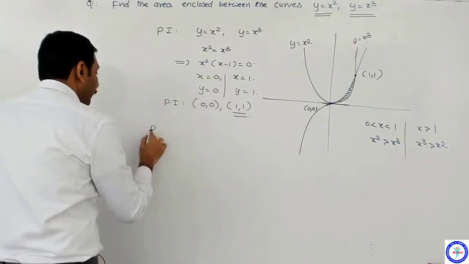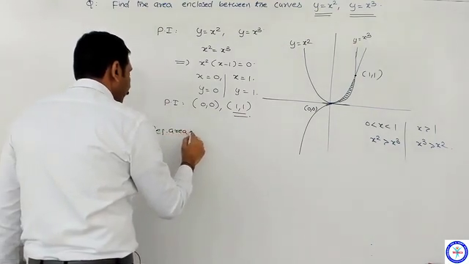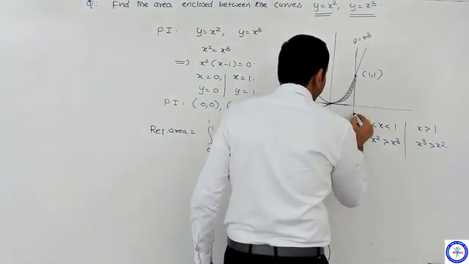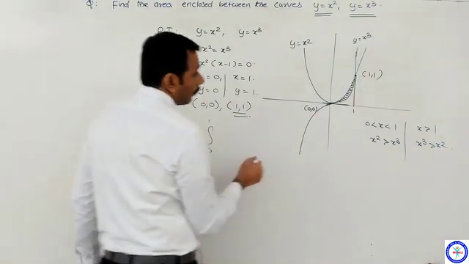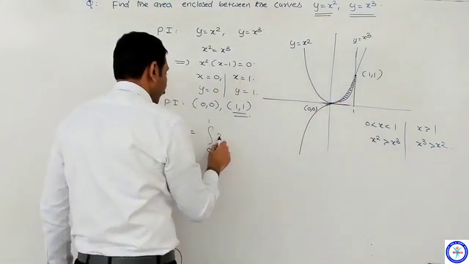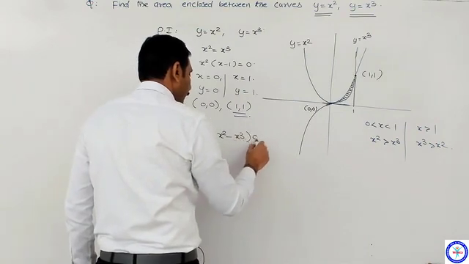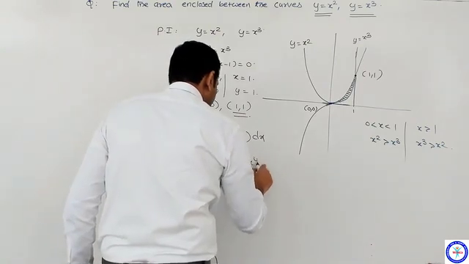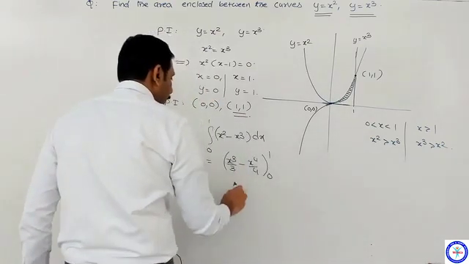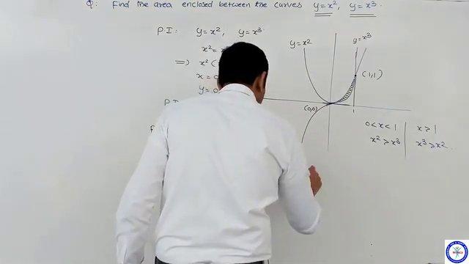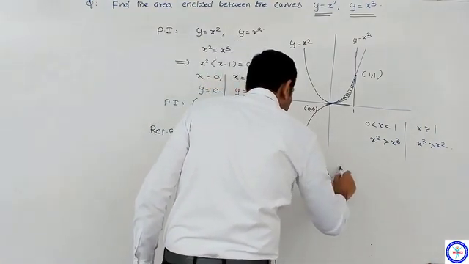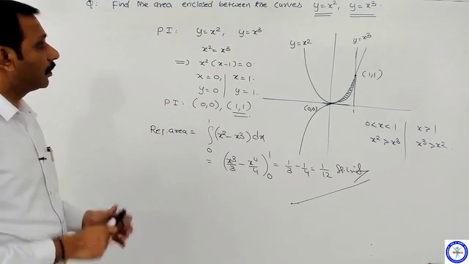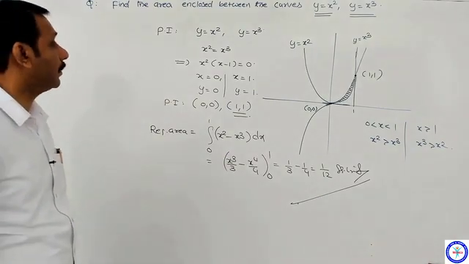Now, the required area is the integral from 0 to 1. Therefore, I will take a perpendicular from here, 0 to 1. Upper curve: what is the upper curve here? It is x square, minus the lower curve x cube, into dx. It is equal to x cube by 3 minus x power 4 by 4, limits 0 to 1. It is equal to 1 by 3 minus 1 by 4, equal to 1 by 12 square units. Hope you understood this one. Please copy this problem.